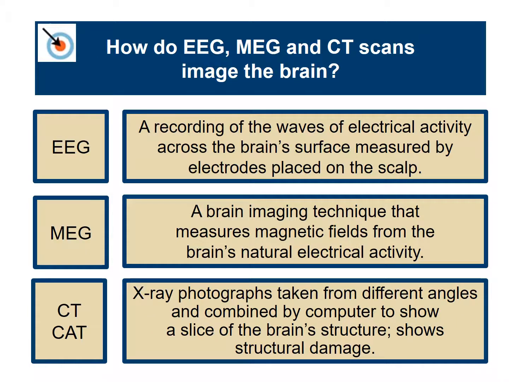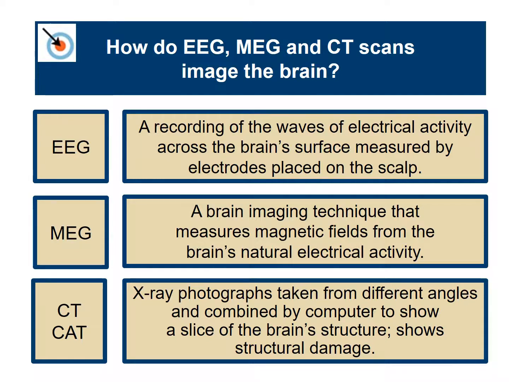I have included for you the chart that details all of this. There's really not much to write for this, but please pay attention. So EEG, MEG, and CT scans. EEG is a recording of the waves of electrical activity across the brain's surface measured by electrodes placed on the scalp. MEG measures the magnetic fields. So for EEG, the E stands for electrodes, whereas the M stands for magnetic. It's a really good way to remember the difference between those two.